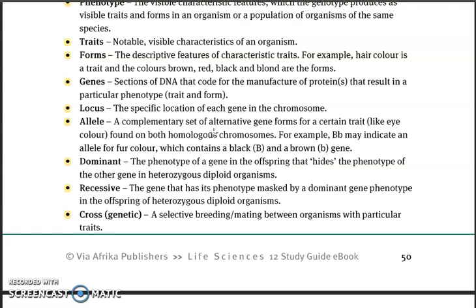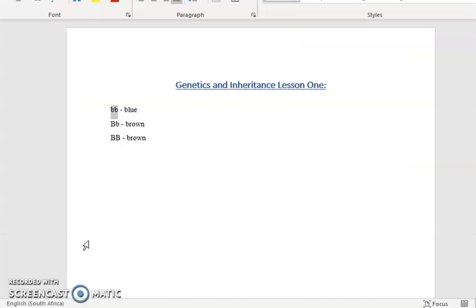An allele is a complementary set of alternative gene forms from a certain trait. So we were looking at eye color. Let's go back to our example. So here in eye color, I've already mentioned that each alphabet here, the small b or the capital B, is an allele. Let's give our little diagram here a key. The small b would be the recessive gene, which is blue eye color in this case, and the capital B will be our dominant allele, which is in this case brown.